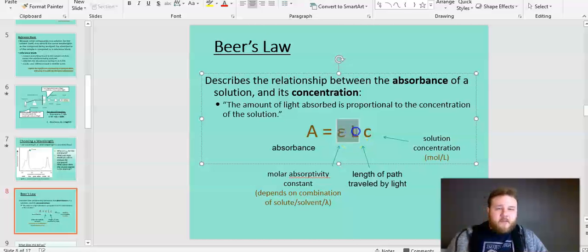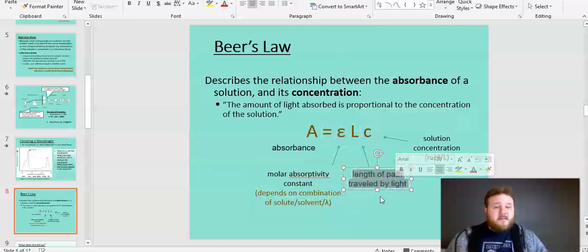In the lab, we didn't have to do that. You may not have to really solve for this that often. I don't see it happening, but you may see this equation at some point. And so you need to know, if you see a linear graph of absorbance versus concentration, the slope of that graph equals the molar absorptivity constant multiplied by the length of the path traveled by the light. And that's going to vary for every spectrometer that you use.